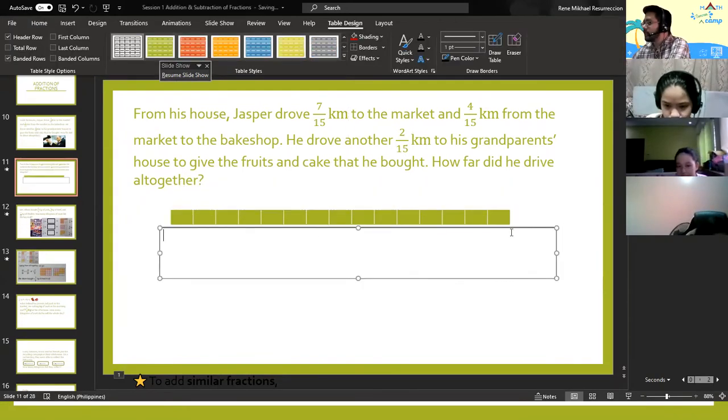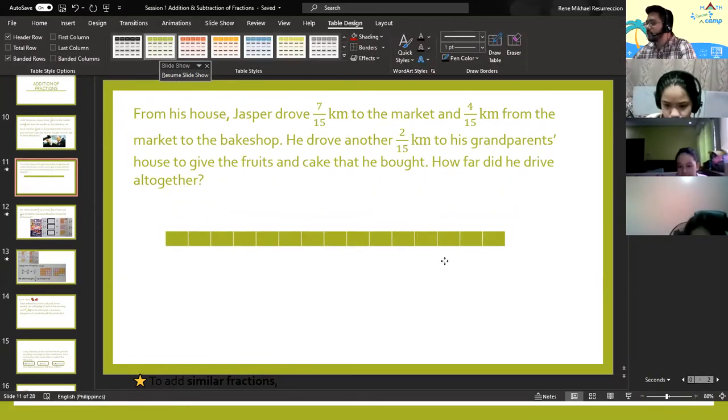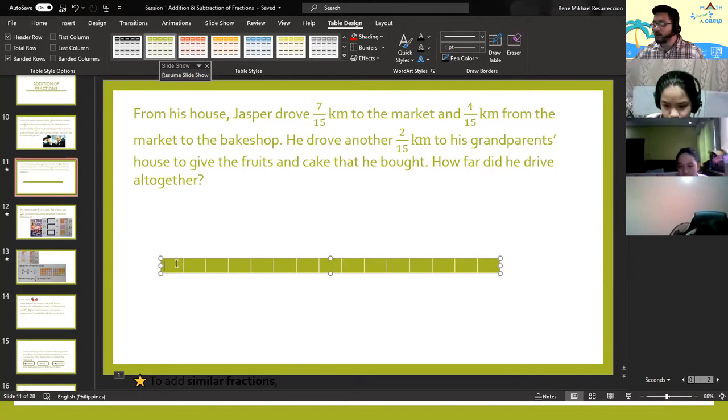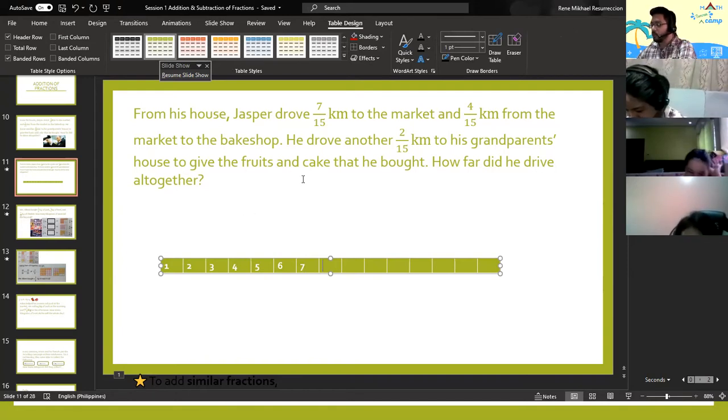So this represents ito 15. Diba ang isa nito 1 over 15. So nag-drive siya ng 7 over 15, di ba? So 1, 2, 3, 4, 5, 6, 7. And then nag-drive siya ng gaano kalayo pa? After 7/15? How farther did he drive? 4 more. So 1, 2, 3, 4.